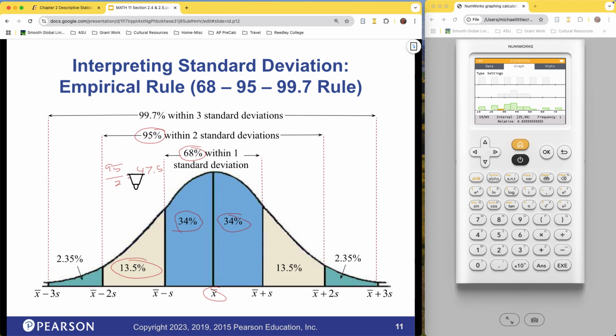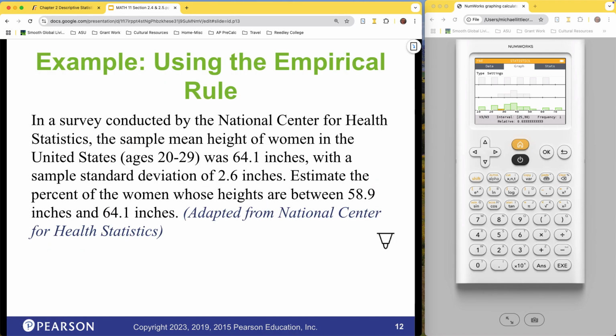And finally, the last one, if we go out 3 standard deviations, we will get 99.7% of our occurrences will be there. Okay, and we'll take a look at this. And again, you could take 99.7 divided by 2, subtract off the 47.5, and you get this little part between 2 standard deviations below to 3 below. Only about 2.35% of the data is there. That's what happens when you have a bell shape. Okay, so a way we could use this is using the empirical rule.